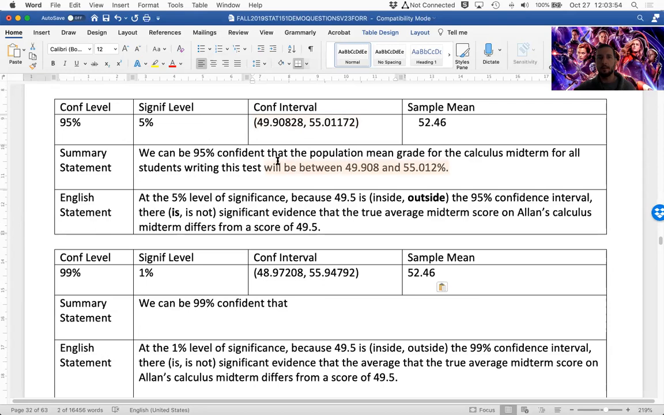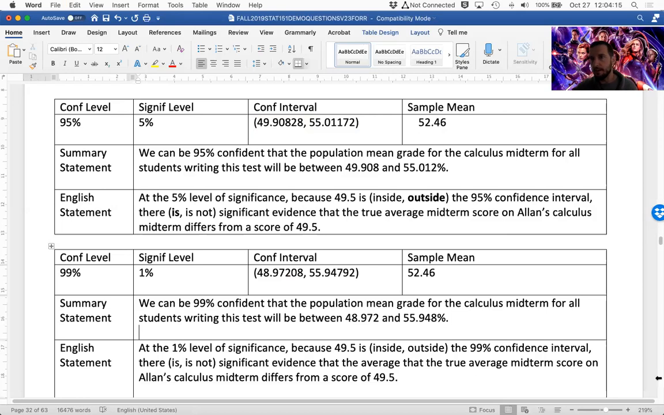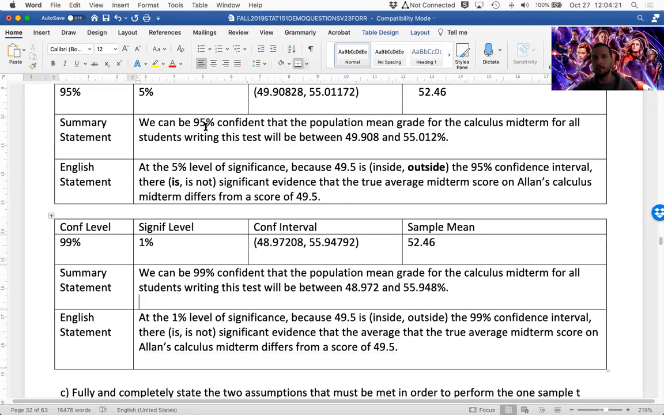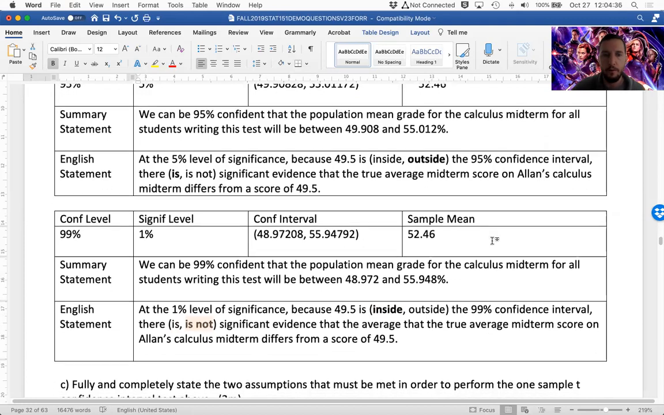So we can write basically the exact same thing. We can be 99% confident that the true population mean is between this and this, and then we just have to replace these values here with the values for our interval. So notice that the interpretation of the interval is very standard in that sense. We don't have to make a lot of alterations to it. In this particular case, it's exactly the same, except we changed 95 to 99%. Okay, in this case, since 49.5 is inside the interval, there does not give evidence that the average score is different from 49.5.